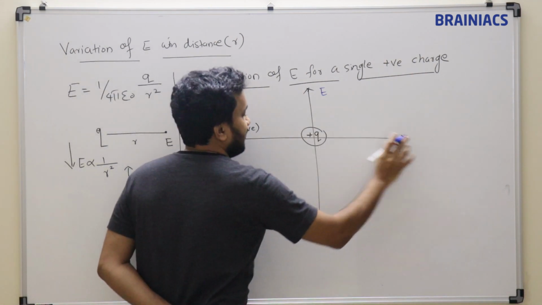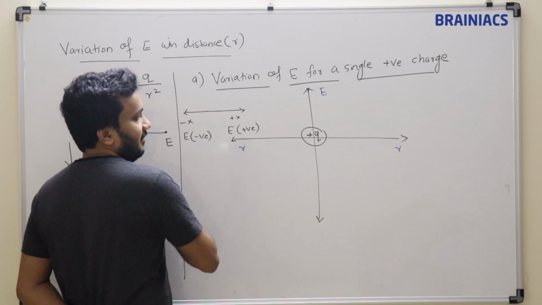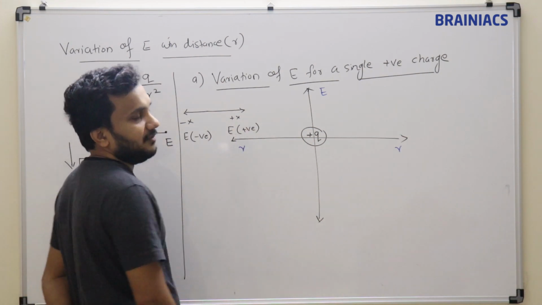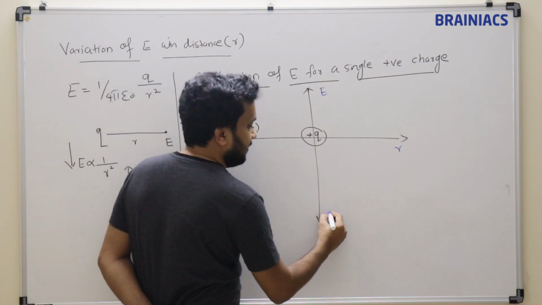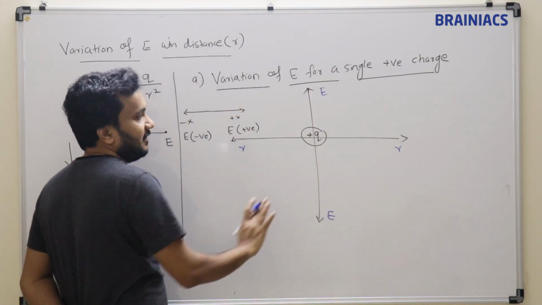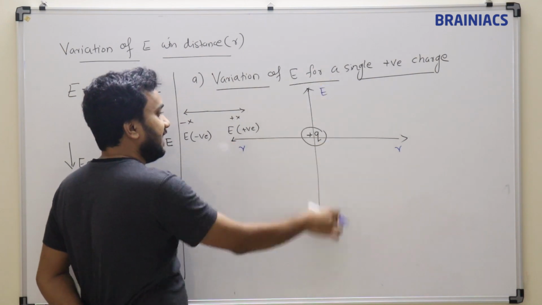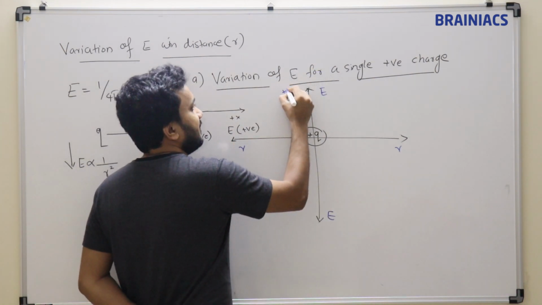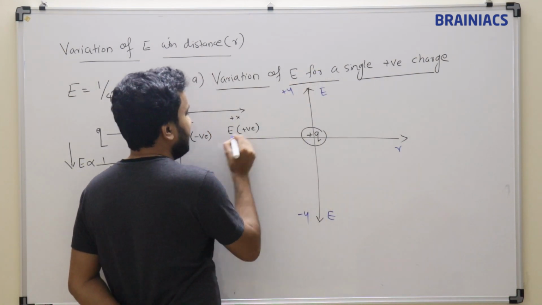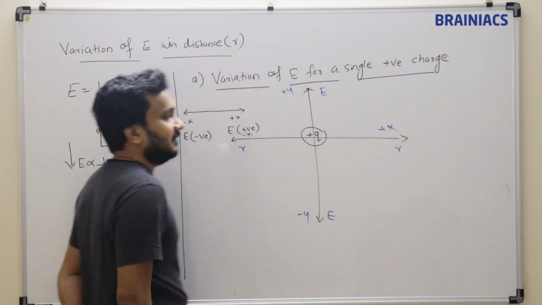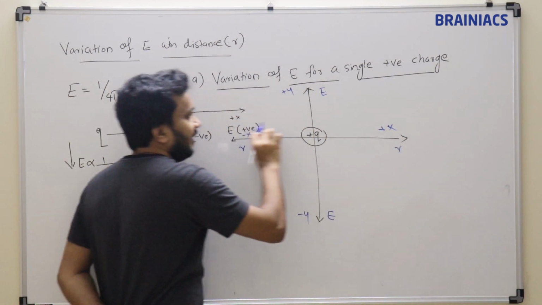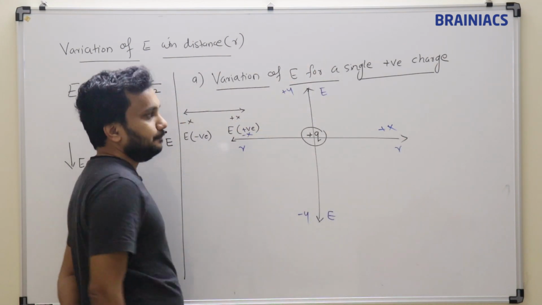Here it is positive R, here it is negative R. So that is the negative x-axis and this is the positive x-axis. This is plus E and this is minus E in the reverse direction, so this is the E axis. We can represent it as plus Y and minus Y, minus X and plus X axis. But this is the distance line and this is the electric field line. Now we'll see.